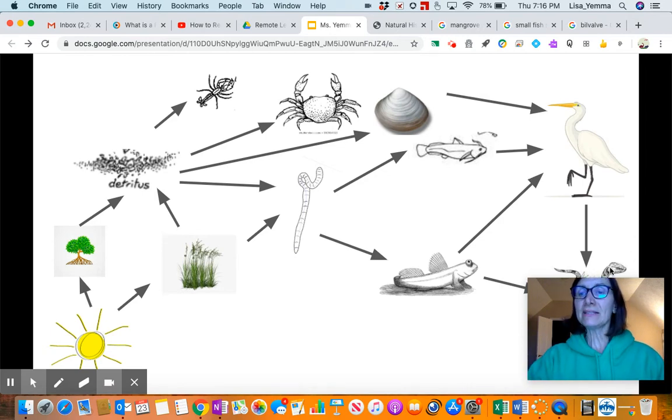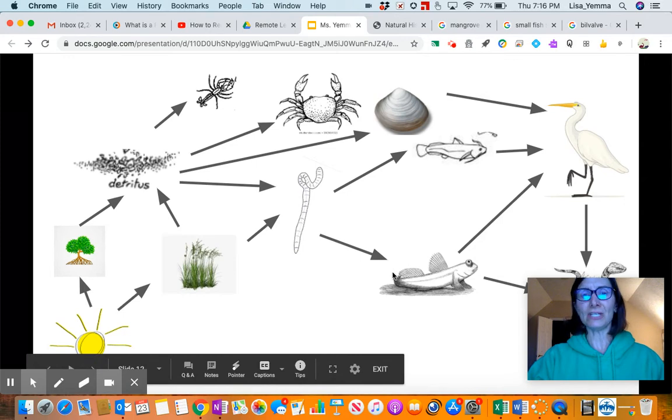So my snake is here. My snake gets energy from the mud skipper. My shorebird, my egret, gets energy from the mud skipper. And then I thought, okay, well, the worm is giving energy to the mud skipper. What else gives energy to the mud skipper?